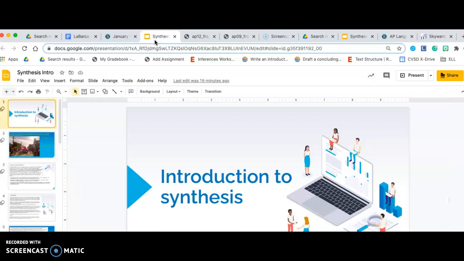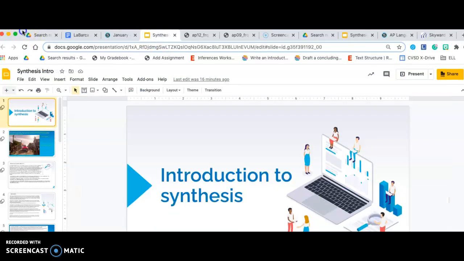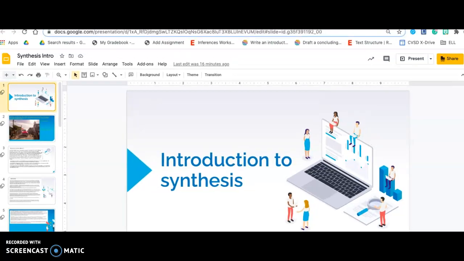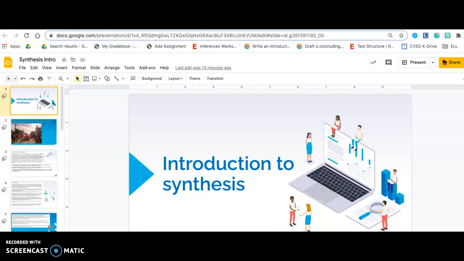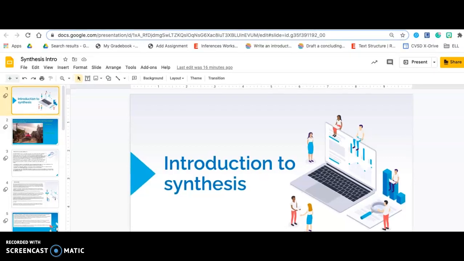So what I'm going to do is talk us through the very beginning of this to give you some background on what synthesis is. This is, for the most part, a very familiar type of writing for you because this is the type of writing that is research-based. So you're going to read a lot of documents. The difference is you're really formulating your own opinion based on what you read and by looking at all sides of an issue.